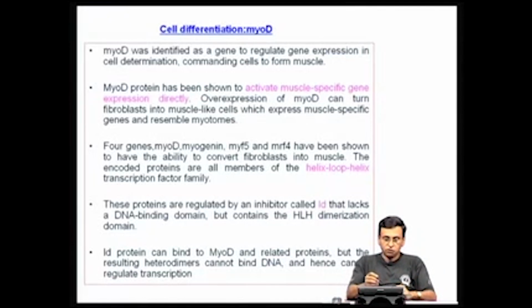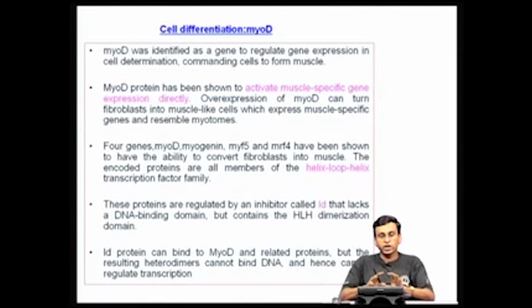Now, MyoD was first identified as a gene that regulates the expression of cell determination and is required for muscle differentiation. If you want a fibroblast to differentiate into skeletal muscle, you require this particular transcription factor. In fact, MyoD protein has been shown to activate the muscle specific gene expression program. So, if a particular cell type has to differentiate into skeletal muscle, the MyoD transcription factor plays a very important role. If you now overexpress MyoD, it can turn fibroblasts into muscle like cells which now express specific muscle gene markers. So, MyoD can change the differentiation program of a fibroblast into that of a muscle cell.